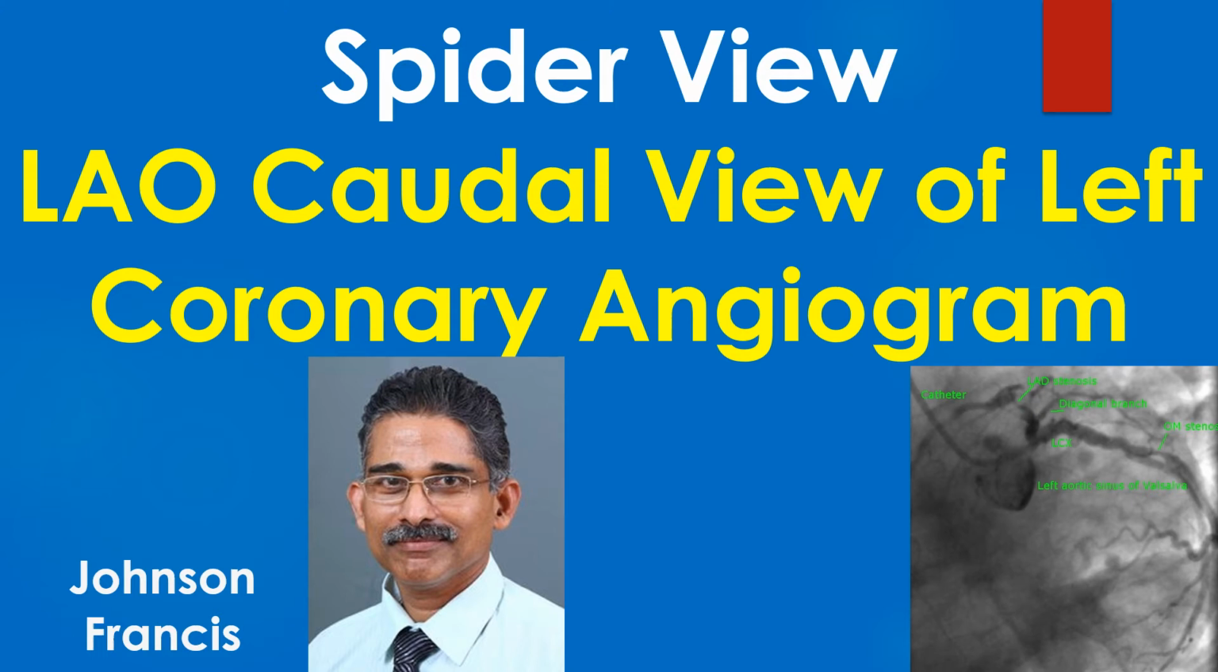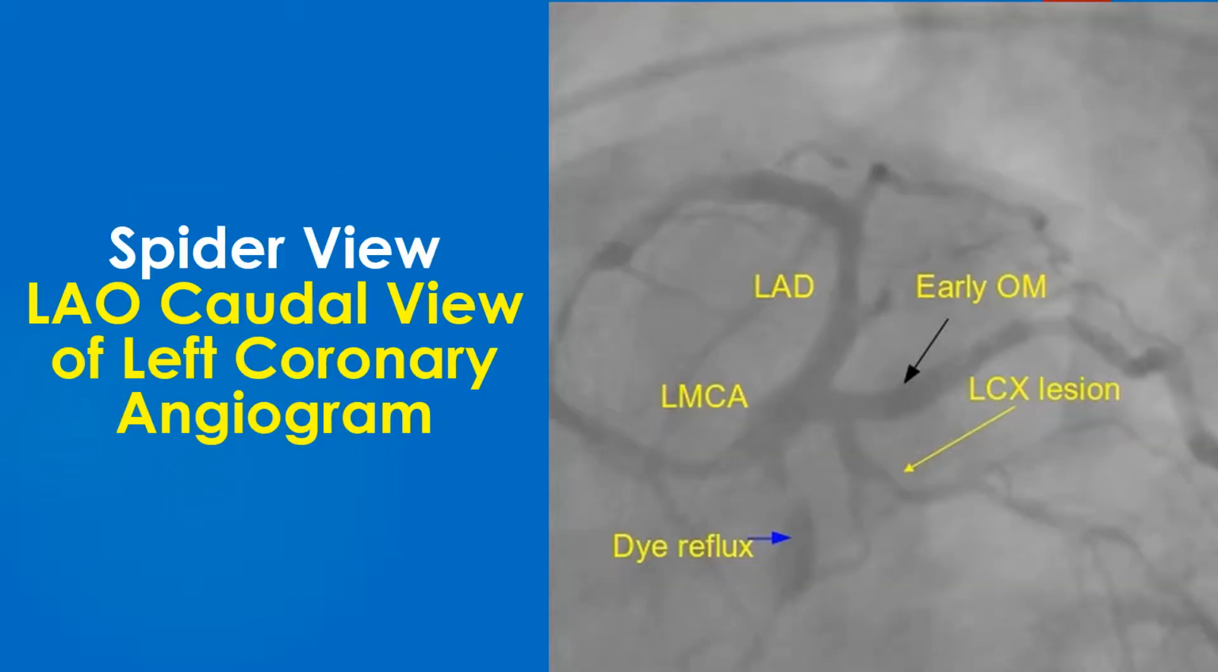Left anterior oblique caudal view of left coronary angiogram resembles a spider and hence the term spider view. Cine angiogram is included in this topic. Spider view is useful in delineating left main coronary artery and the proximal region of major branches. It is often the first view taken during coronary angiography, especially when left main disease is suspected.